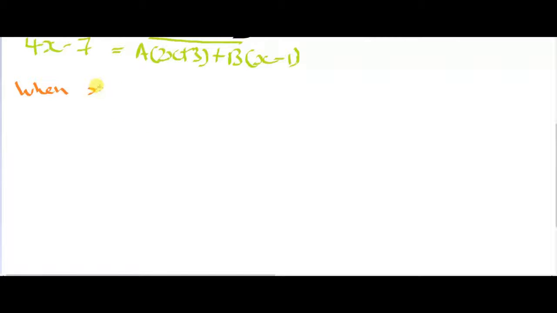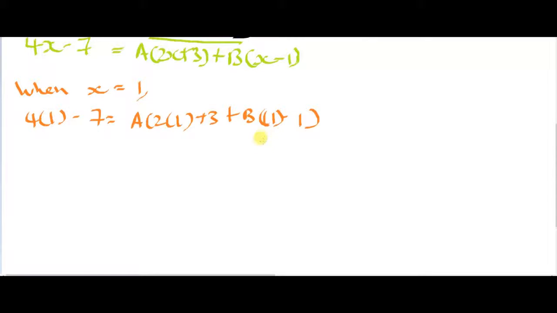So for example, when x equals 1, what happens? Well, we sub in x equals 1, so A(2 times 1 plus 3) plus B(1 minus 1). This is a magical thing. Now this bit turns into 0.